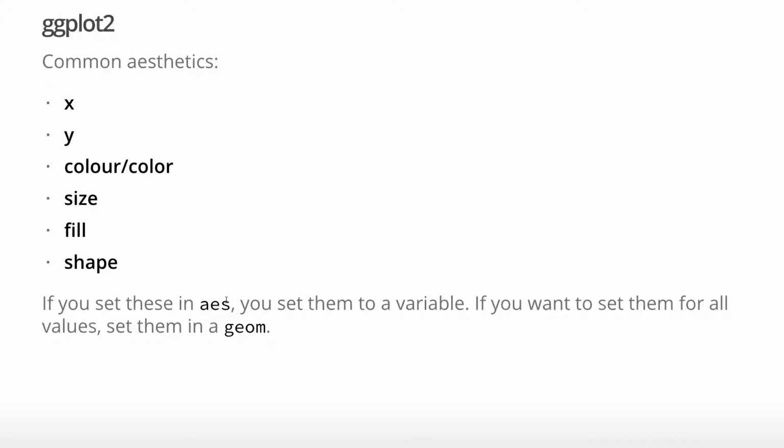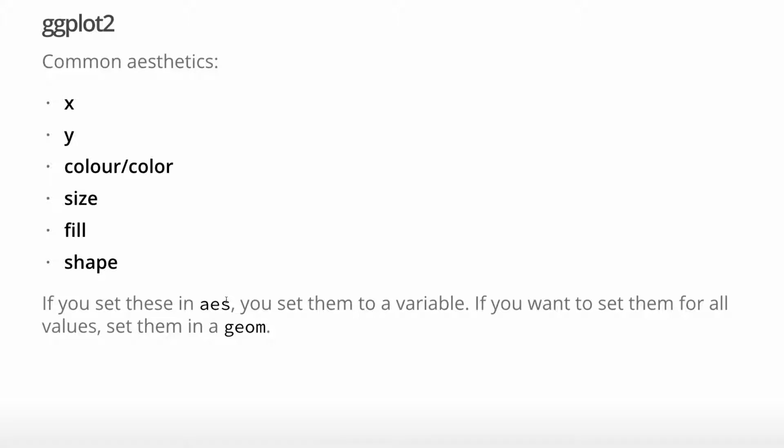So common aesthetics. X and Y variables. Not every single function takes an X and a Y. Right? Histogram's only taking an X, for example. You don't need another y variable to plot it. Color, right? You want to color things by a different variable. Size, you want the size of a line or the size of points to be different. Fill's a little bit different than color.